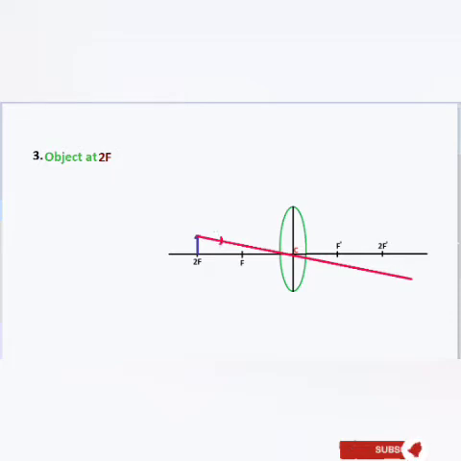Next, I'll draw a ray parallel to the principal axis. Again, I will indicate with arrows the direction to show that it is an incident ray. The ray will be deviated or refracted through F prime. Now you see that the rays will intercept immediately below 2F prime. So I'll draw my image through the point of intersection to the principal axis.